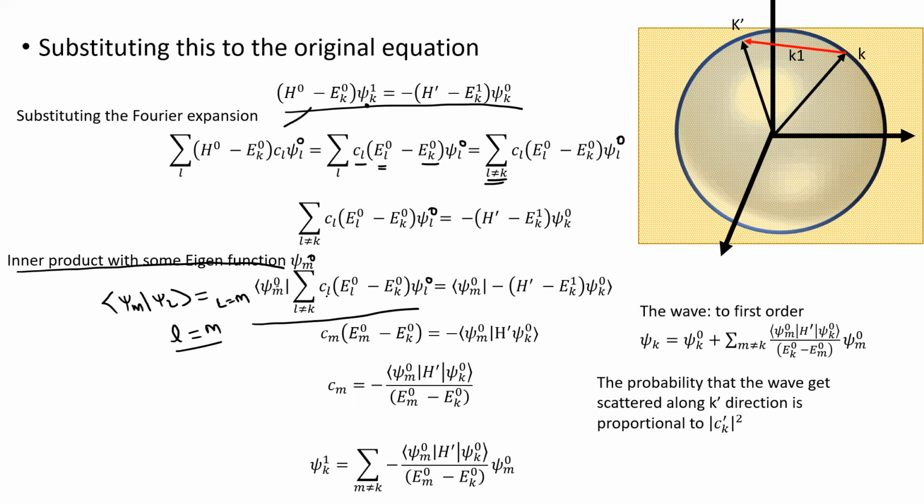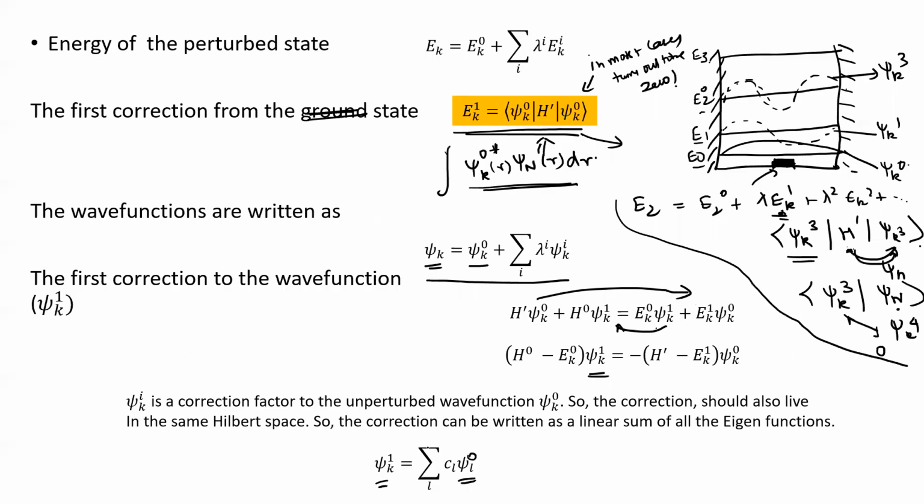So under such situations, L equal to M, so we will get Cm (Em minus Ek naught) is equal to, on the right hand side, psi m naught, H prime acting on psi k naught, is what is left here, minus Ek1 of psi m naught psi k naught. Obviously this will be 0 because the summation is for L not equal to K. So this goes to 0. So finally Cm is the coefficient of terms which comes.